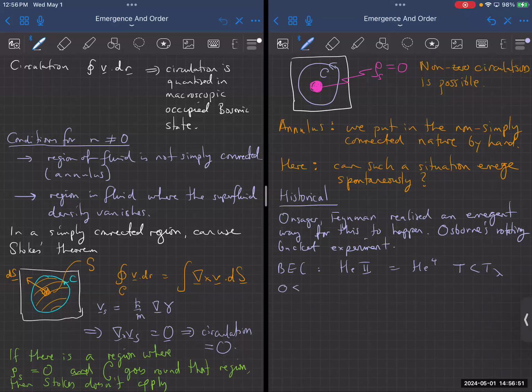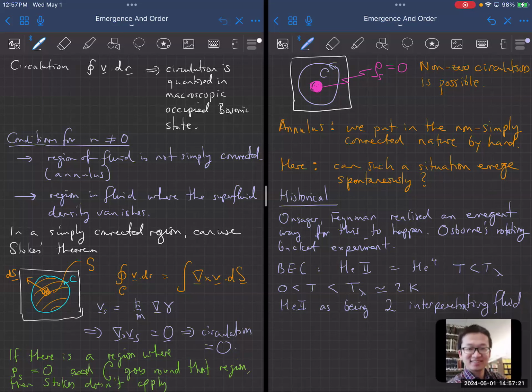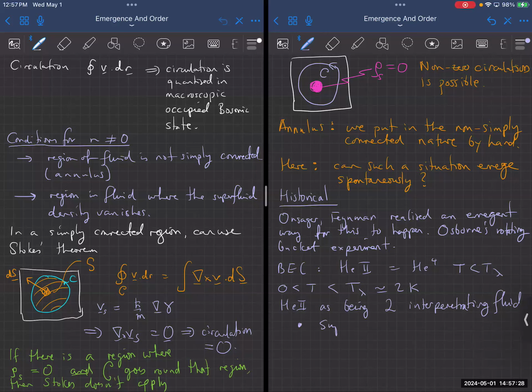And the idea is that for temperatures T less than T lambda, which is about 2 degrees Kelvin, something like that, we can think of helium-4 as being 2 interpenetrating fluids. Okay, why there's two interpenetrating fluids. So the idea is that one of those fluids is a superfluid. And that has a velocity, which is the same as the superfluid velocity that we've been talking about. The other is called the normal component.